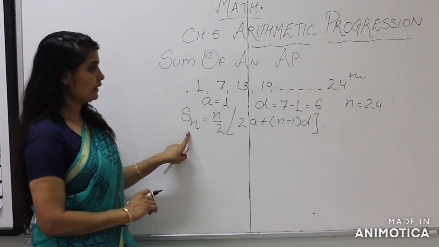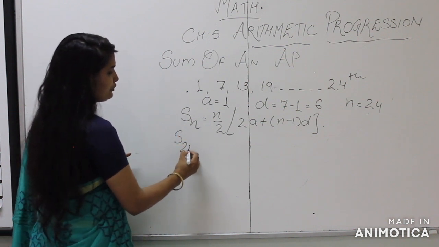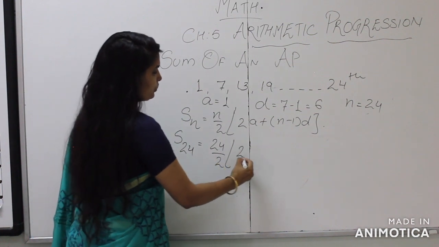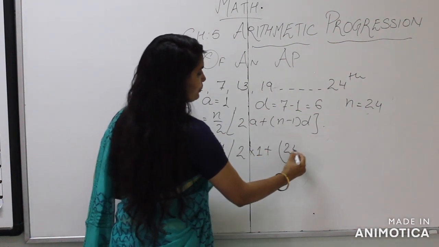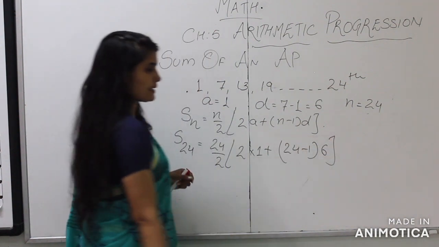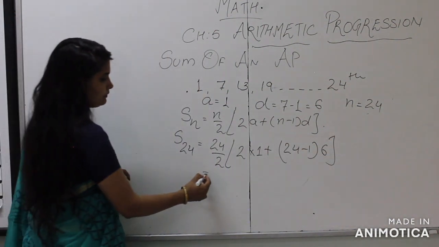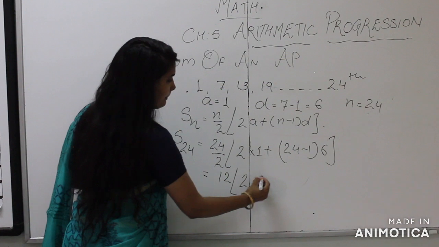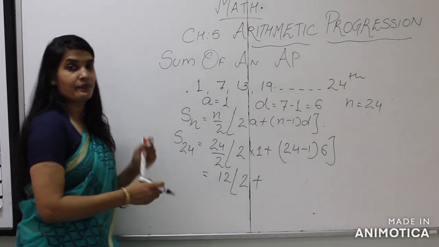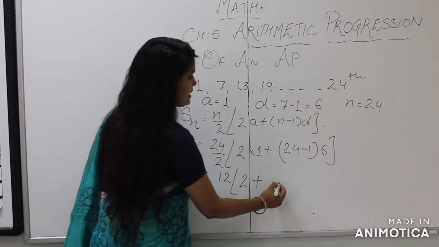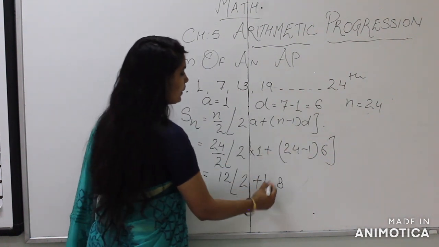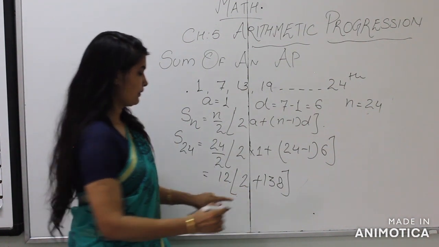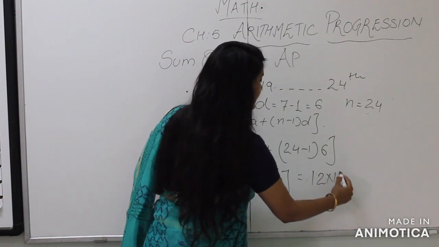Okay, so n is what? 24, means sum of 24th term we are finding, equal to 24 upon 2, 2 into 1, plus 24 minus 1 and d is what? 6. I hope it's clear. Now 24 upon 2 is what? 12. So 12, 2 into 1 is 2 plus 24 minus 1 is 23 and 23 multiplied by 6 is 6 3s are 18, carry 1, then 6 2s are 12 and 138. Okay, so 138 plus 2 is 140 and 12 multiplied by 140.